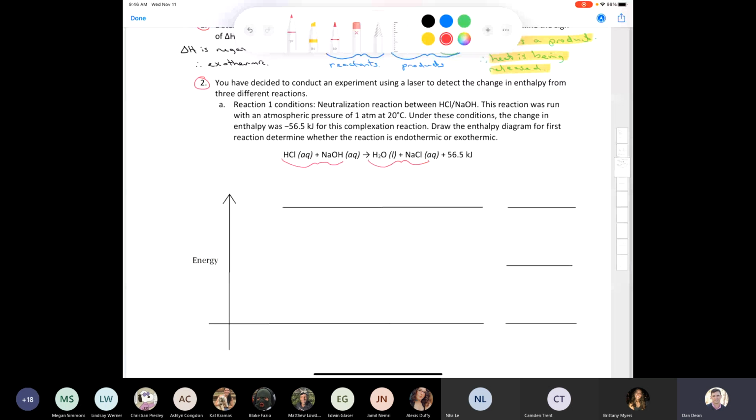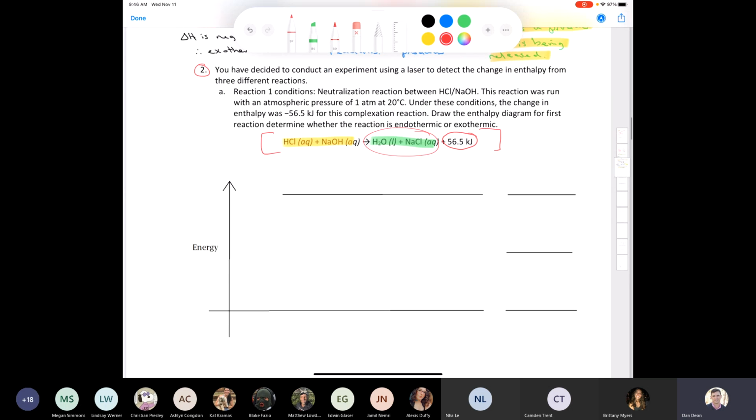So if there's a certain amount of energy associated with the reactants, and a certain amount of energy associated with these products right here, what else do we get besides these products, water and sodium chloride? We also end up with heat as a product. That means that in order to balance this equation overall in terms of its energy, the products must have less energy than the reactants, because in order to balance this, I had to add that heat.